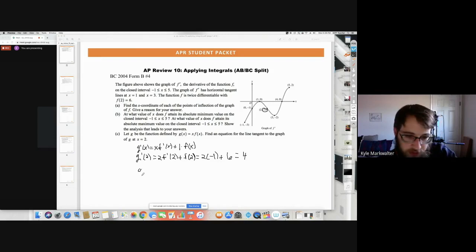And then g of 2 is 2 times f of 2. F of 2 we saw up top here was 6. This will be 2 times 6, which gives us 12. That's our point, (2, 12). So we end up with y minus y1 equals m times x minus x1.